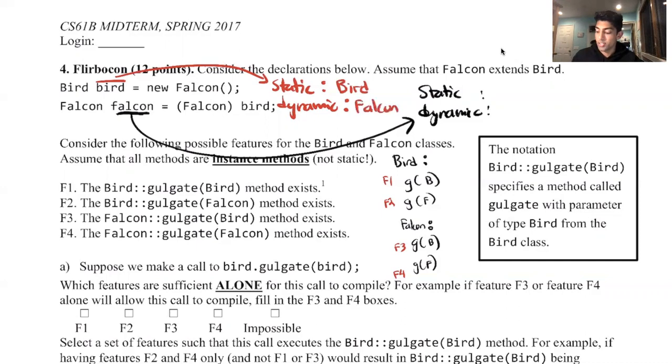Okay, so moving on to falcon. This one's a bit trickier. So the first thing that we can immediately conclude is that falcon is of static type Falcon, because of this line right here. The next one is a bit trickier, and we're trying to figure out what the dynamic type of falcon is. So falcon is equal to this bird object. The dynamic type of this bird object is a Falcon, so the dynamic type of falcon is also Falcon.